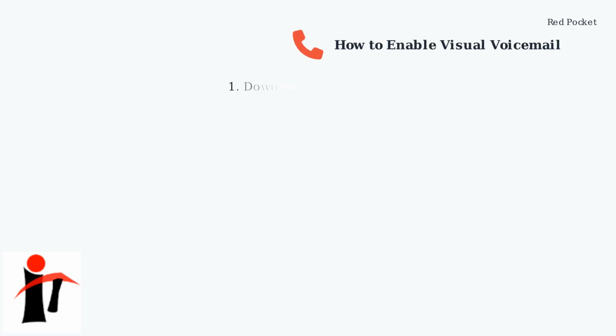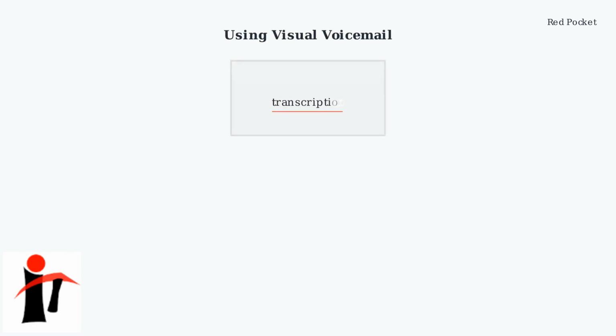To enable visual voicemail on Red Pocket, you'll typically use your carrier's app, such as Verizon's Visual Voicemail app or T-Mobile's Visual Voicemail. Once activated, you'll see a list of your voicemails within the app. Tap a message to play it, read the transcription if available, or delete it.